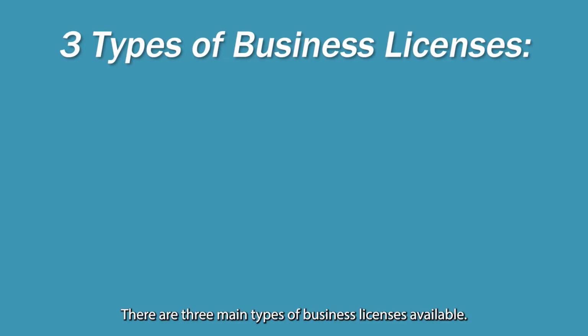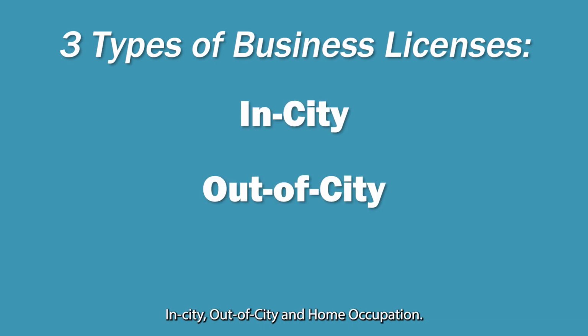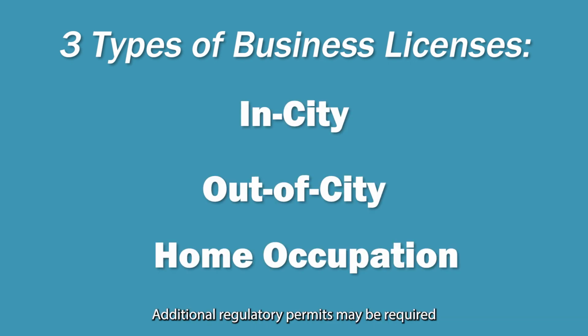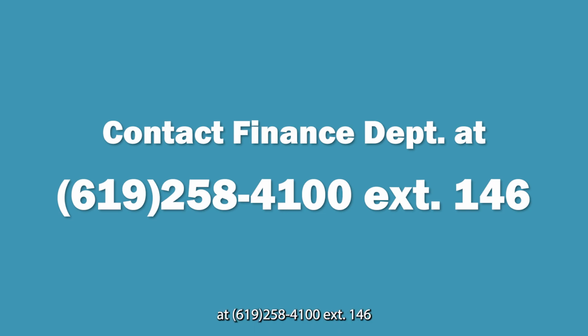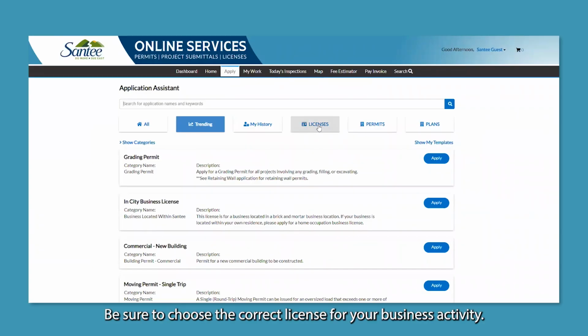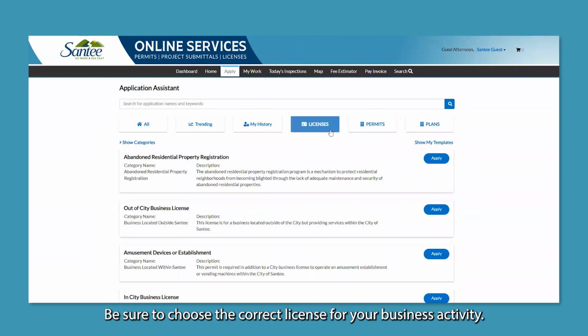There are three main types of business licenses available: in-city, out-city, and home occupation. Additional regulatory permits may be required depending on your business type. Feel free to contact the Finance Department if you have any questions at 619-258-4100 extension 146. Be sure to choose the correct license for your business activity.